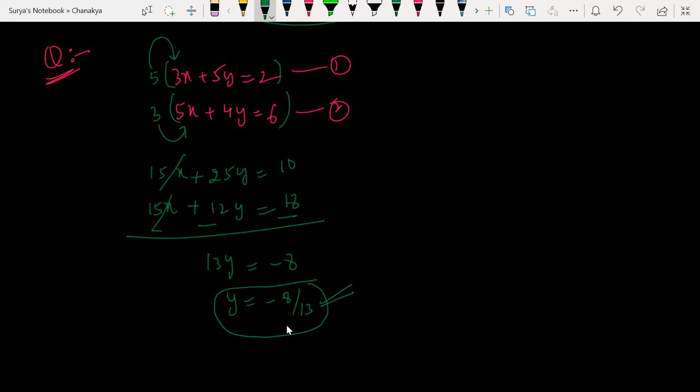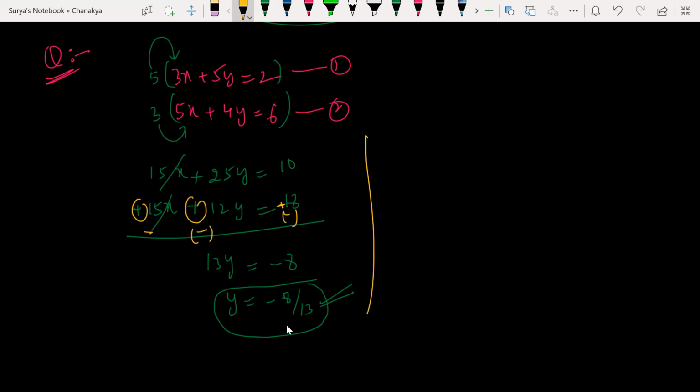15x minus, 12y minus, and 18 minus. We are subtracting, so not the same symbol. Look at this here. You have plus, right? If it is plus, I need to write minus here. If it is minus, I have to write plus. That's it.